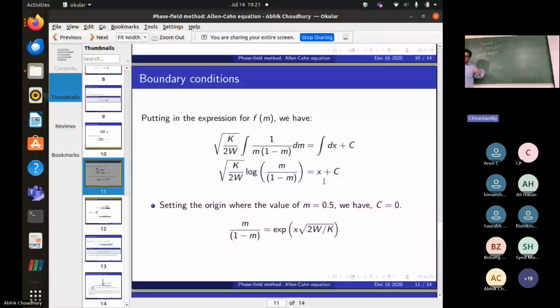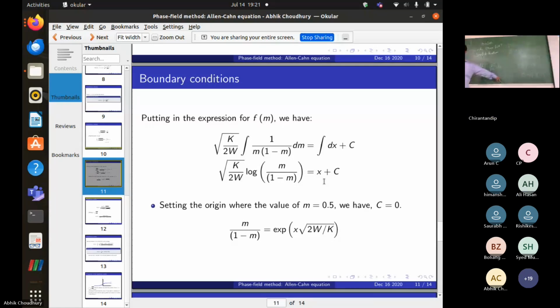I can choose my x anywhere, depending on where my t is. I will choose x equal to 0 where my t is equal to half. Okay, I can choose wherever it is. Why? Because if I put t as half, this becomes log 1, so this becomes 1. I can put x equal to 0 there, and c becomes 0. So I will put my origin at the point where t is half, such that c becomes 0.